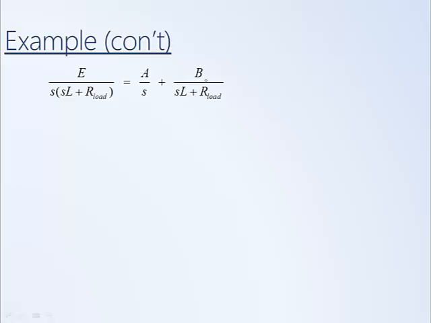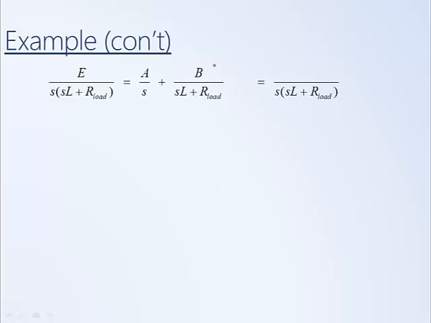In order to compare these two terms to the term on the left, we need to do the opposite of what we just did. We need to actually find a common denominator. So in order to combine these two, we need them both to have a denominator of S times the quantity SL plus R load, so that we can combine them as such.